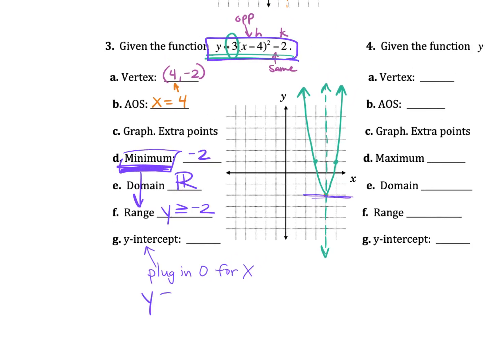I'm going to say y equals 3 times 0 minus 4 squared minus 2. That's 3 times negative 4 squared is 16 minus 2, and 3 times 16 minus 2 is 46. So our y-intercept is the point 0, 46. We don't want to graph that, right? That's huge. Questions on that?